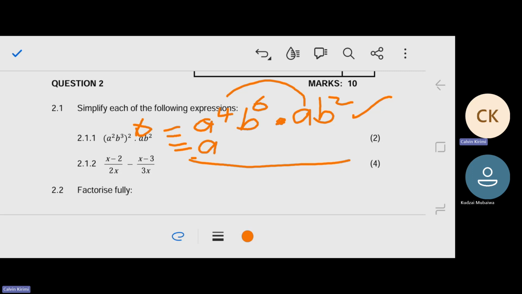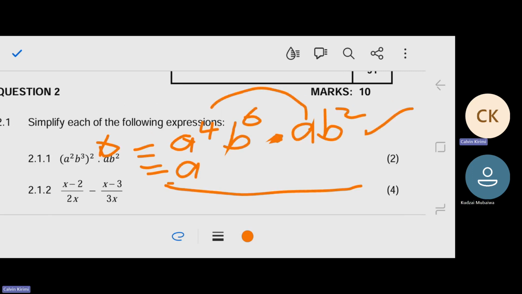Hello? We are just adding the exponents like the way we have been doing before. Nothing has changed. That one is a to the power 4. If you are multiplying by a, it's a to the power 1. So you add the exponents plus 1, isn't it? Multiplied by b to the power 6 multiplied by b squared, which means you are adding the exponents.